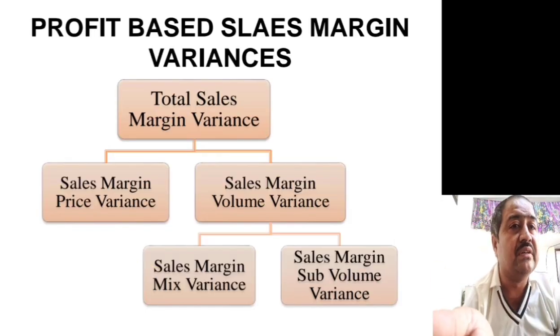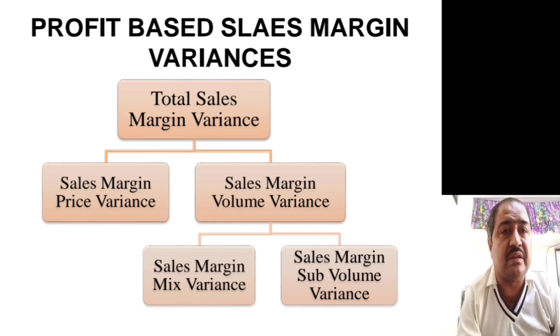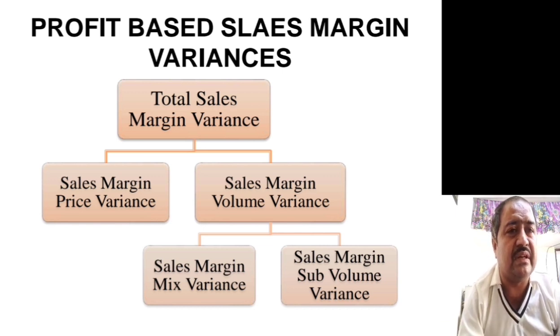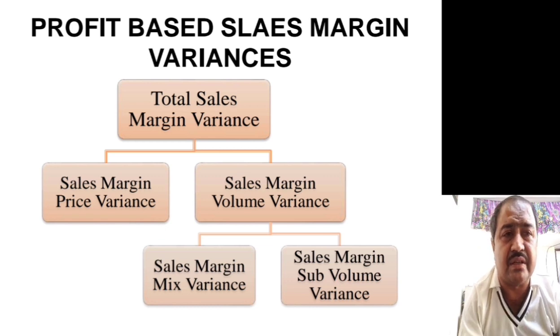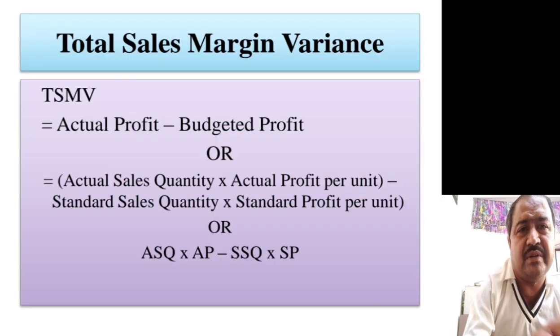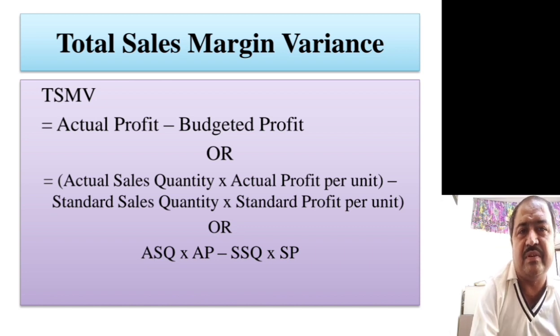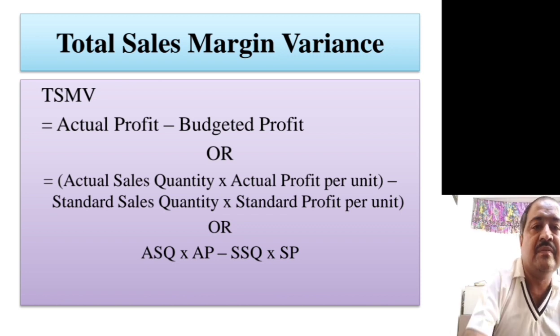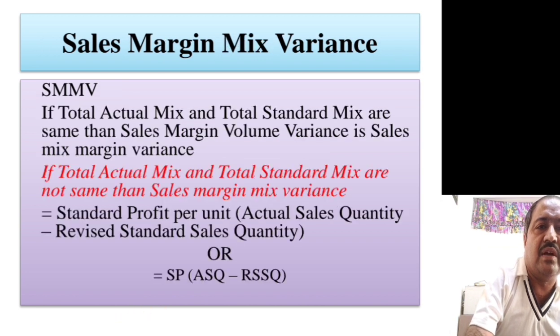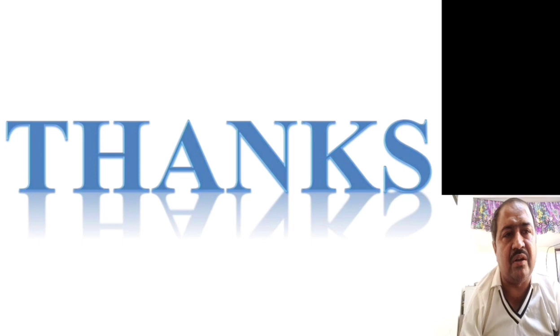So the next is profit based sales margin variance. So total sales margin variance, sales margin price variance, volume variance, mix variance and sub volume variance. These are the same as the sales price variances. Instead of price, you just need to take standard profit per unit. Standard price per unit is replaced by standard profit per unit. Other fundamentals remain the same, formulas remain the same. You can say here actual profit minus budgeted profit, how it is to be calculated: actual selling quantity into actual profit, and here AP means actual profit per unit and SP means standard profit per unit. So it is the same as the above formulas, and when revision is required, that also remains the same.